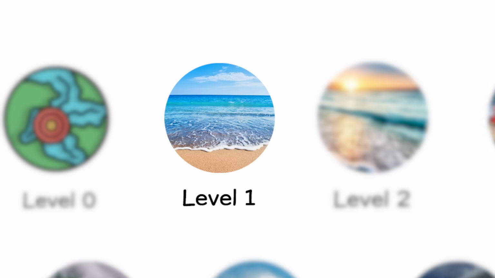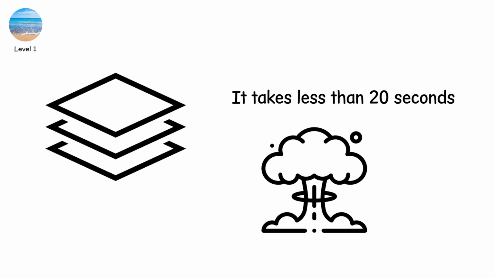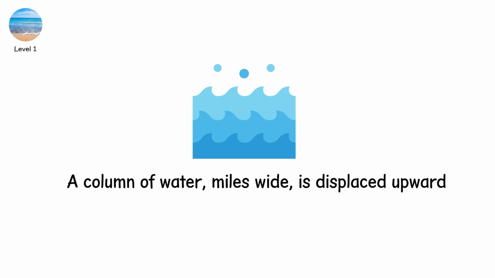Level 1. The rupture happens. Two slabs of earth suddenly slip. It takes less than 20 seconds, but releases more energy than a nuclear bomb. The ocean above reacts instantly. A column of water miles wide is displaced upward.